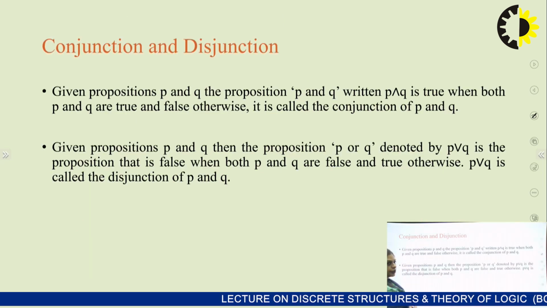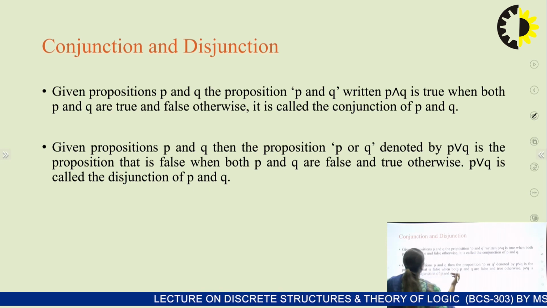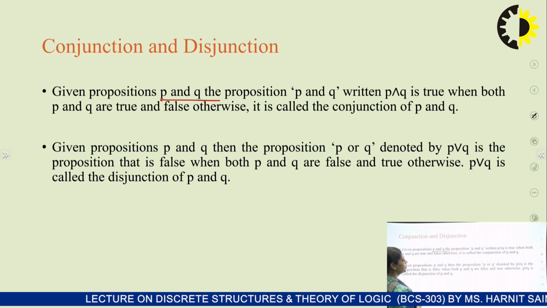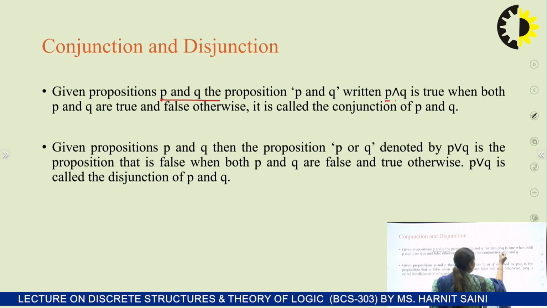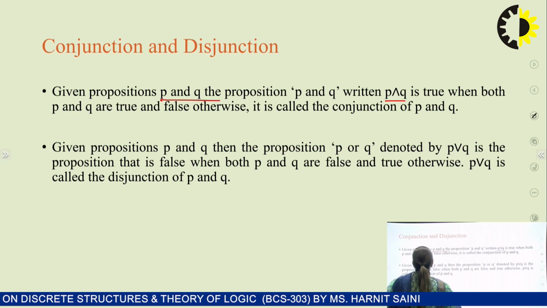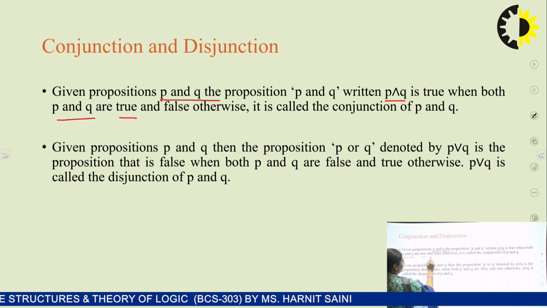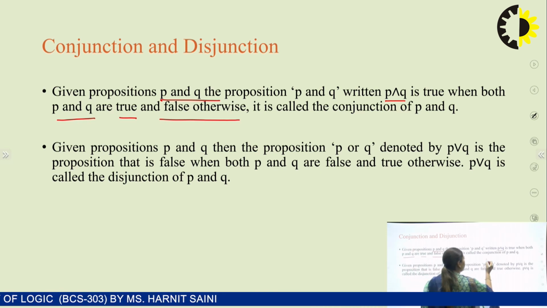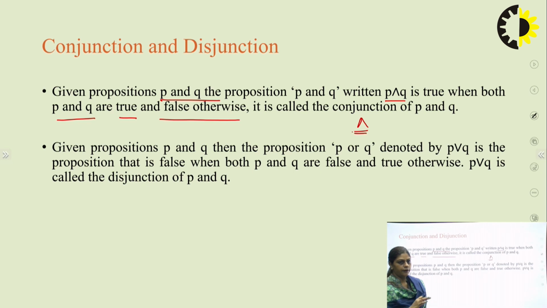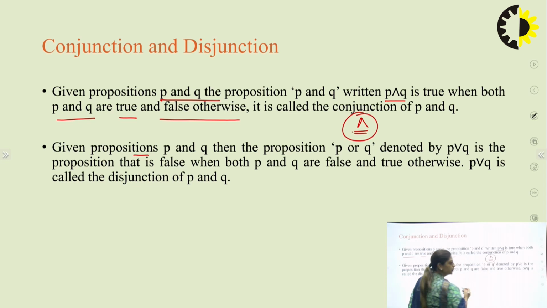Now you should know what is conjunction and what is disjunction. Given propositions P and Q, the proposition P and Q, written as P and symbol Q, is true when both P and Q are true and false otherwise. It is called conjunction of P and Q. All the terms which are joined with the AND are conjunction, right? For these conjunction terms, both the inputs should be high. That's why both the inputs should be high, then only the output will be high in this case, right?